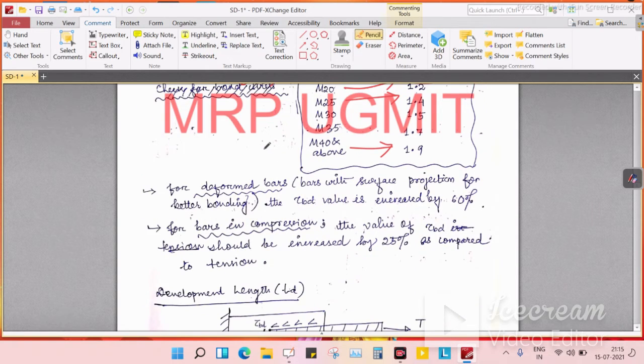Again, next point, for deformed bars, the tau BD will increase by 60%, and for bars in compression, the value of tau BD should be increased by 25% as compared to tension. So for deformed bars, the tau BD is increased by 60%. For bars in compression, it is increased by 25% as compared to tension.